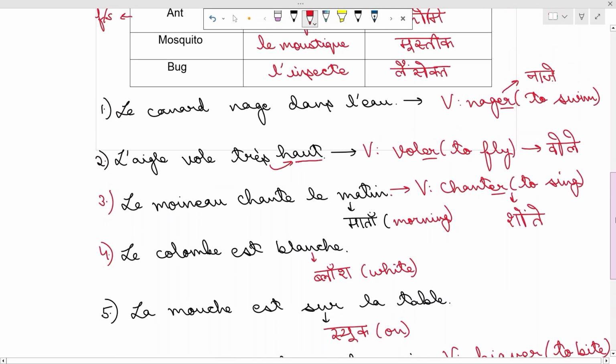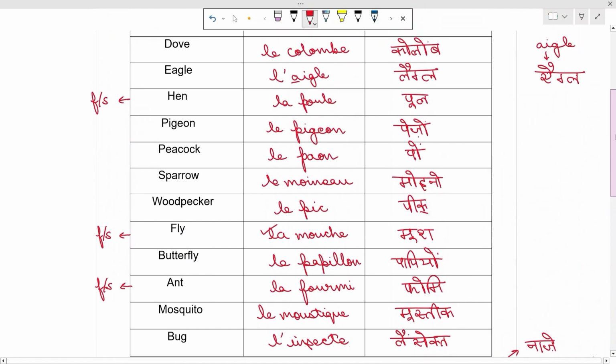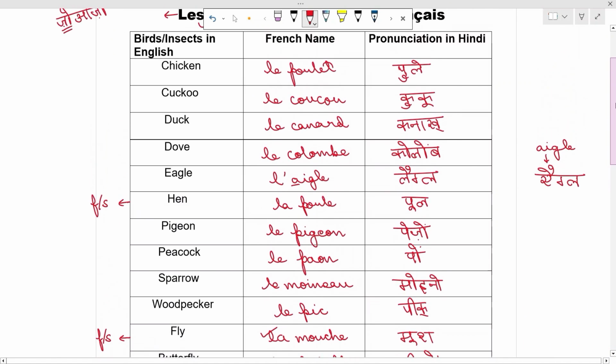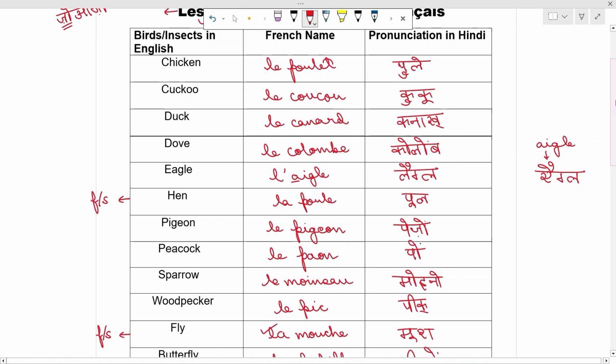So this is all for today. Please use this vocabulary in the formation of your own sentences. Share it in the comment section.